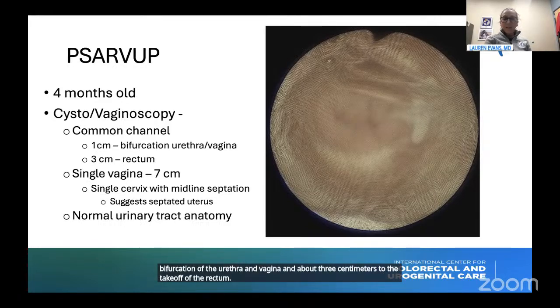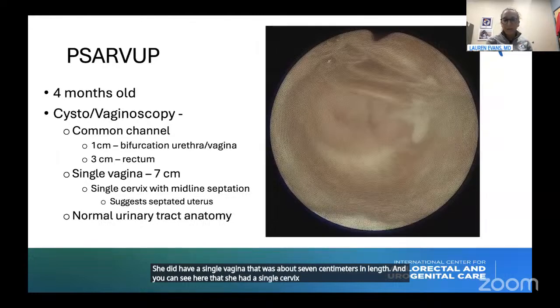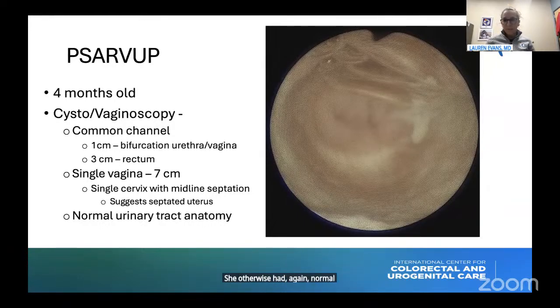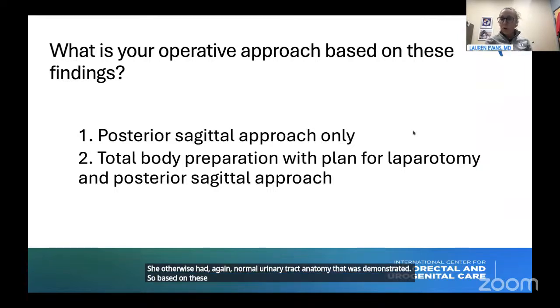She did have a single vagina that was about 7 centimeters in length, and you can see here that she had a single cervix, but that was septated down the midline, which suggests that she also has a septated uterus. She otherwise had, again, normal urinary tract anatomy. So based on these findings, what would your preferred operative approach be? A posterior sagittal approach only, or plan for total body preparation because a laparotomy is likely needed with a combination posterior sagittal approach?